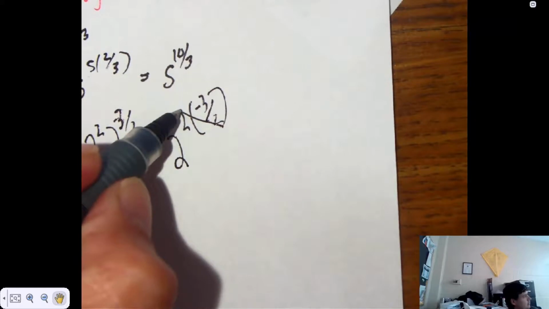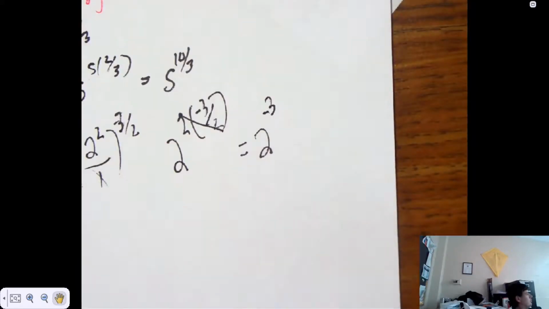2's cancel. Isn't there a rule that talks about negative exponents? Yeah, it's 1. 1 what? Over 2. 1 over 2 cubed.